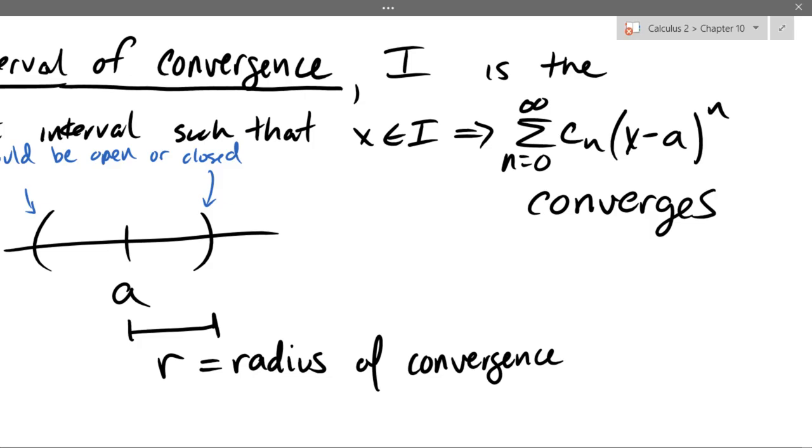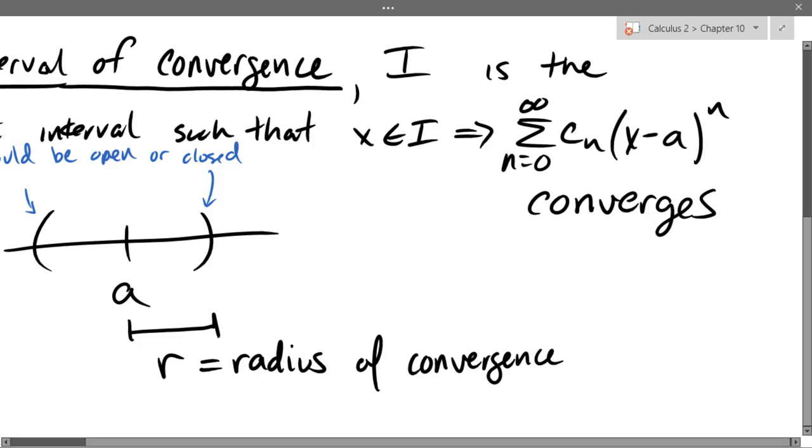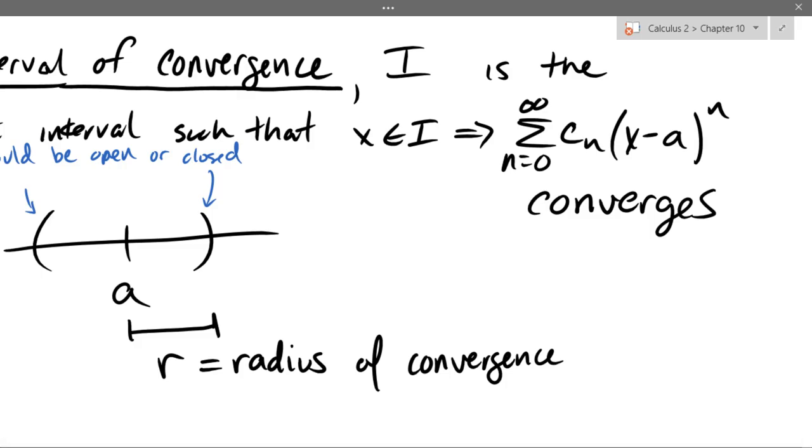What happens at the two endpoints right here, when x equals a plus or minus r? On one endpoint, a lot of times it's going to alternate. So you're going to find the alternating series test will come into play at one endpoint. And you'll have to get more clever at the other endpoint, because both the root and the ratio test are going to break down at the ends. You're going to get rho equals 1 at the ends here. So you're going to have to get more clever.